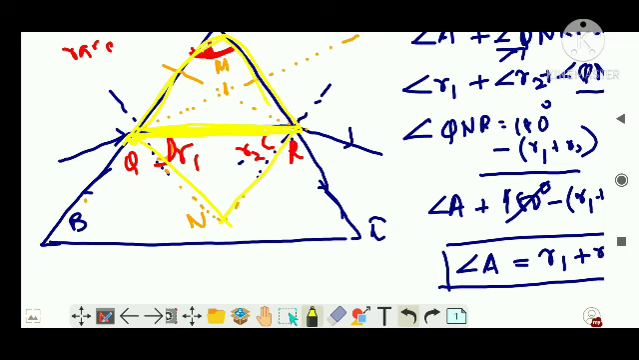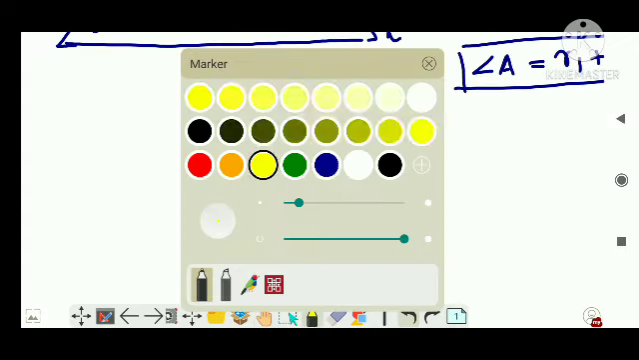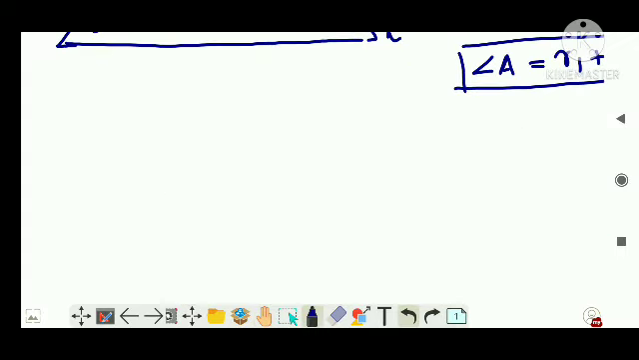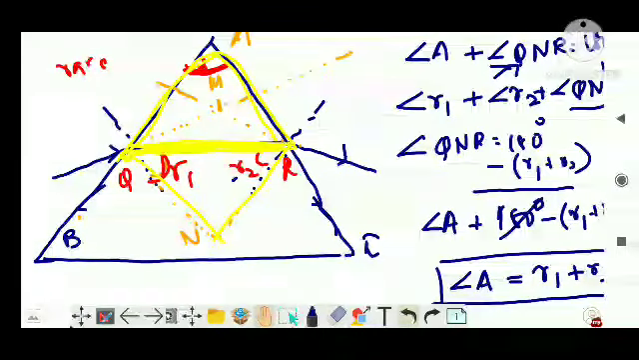Right, so in triangle QMR, from that triangle I am supposed to find the deviation. So how can I find the deviation? You have to know what deviation is, right?